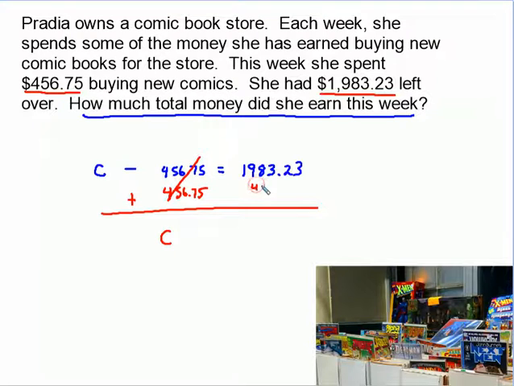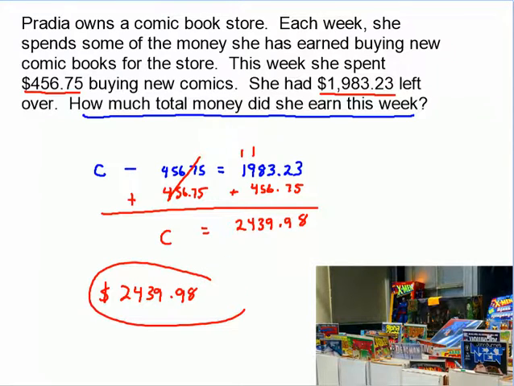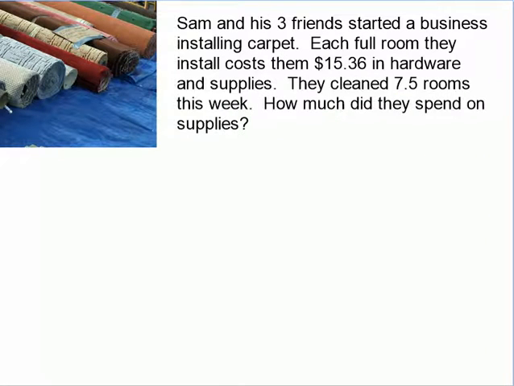Now we have to add it to this side. We're going to line these up with our decimals here, since we're adding, and then we're going to add them together. So 5 plus 3 is 8, 7 plus 2 is 9, we'll bring down our decimal. 6 plus 3 is 9, 5 plus 8 is 13, we'll carry our 1. 13 plus 1 is 14, carry our 1 again, and that leaves us with $2,439.98. So at the beginning of the week, she had $2,439.98.